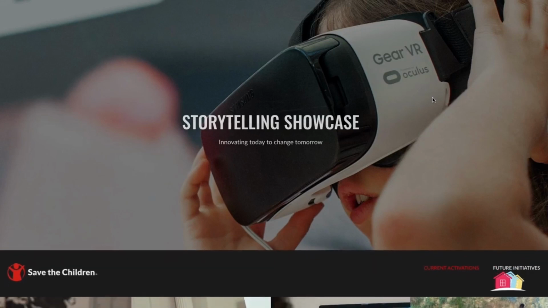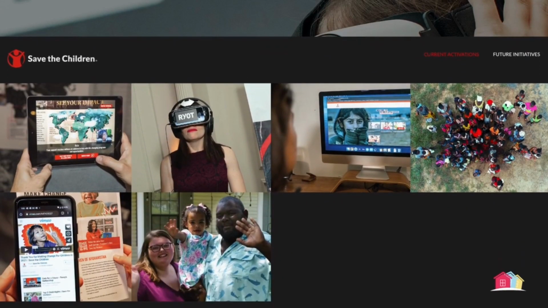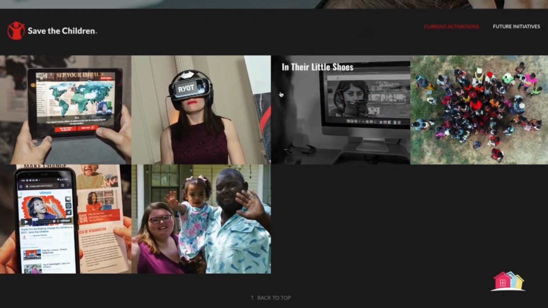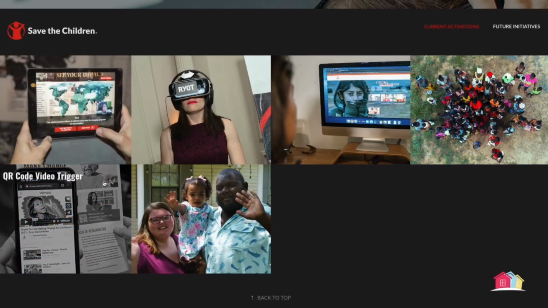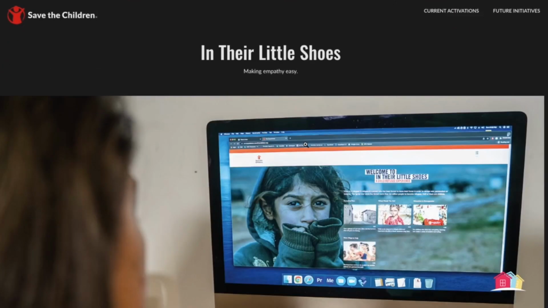For example, an NGO like Save the Children uses storytelling to humanize their work, making it more relatable and compelling for supporters and donors. By sharing a real life story of the people they serve, they create emotional connections that inspire action and foster empathy.